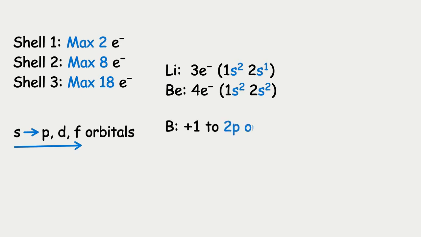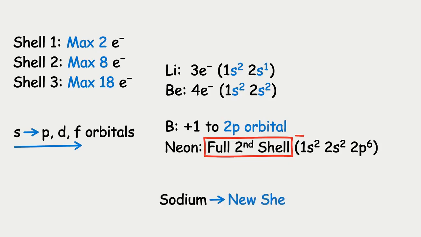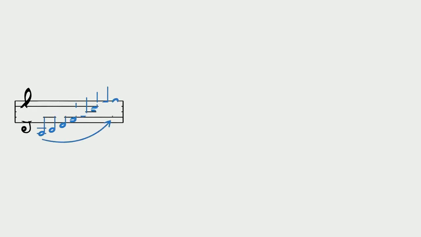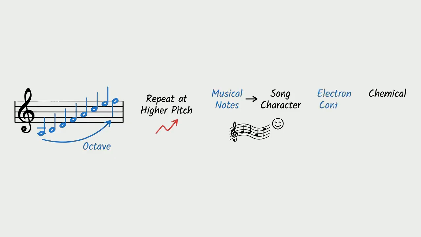Boron adds 1 to the 2p orbital. This continues until neon, which has a full second shell: 1s², 2s², 2p⁶. Once that shell is full, the next element, sodium, starts a new shell. This repeating pattern of electron configurations is what makes the periodic table periodic. It's like musical octaves. The notes repeat, but at a higher pitch. And just like musical notes define the character of a song, electron configurations define the chemical behavior of elements.